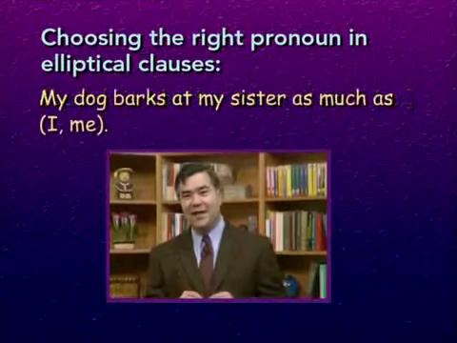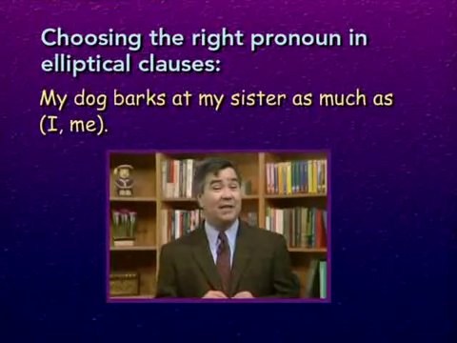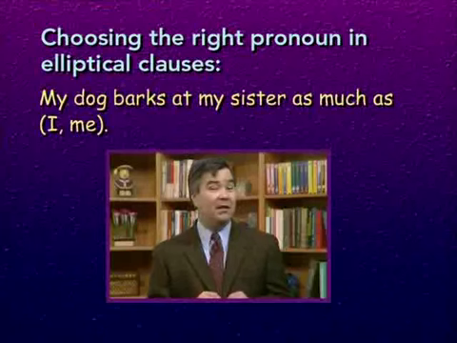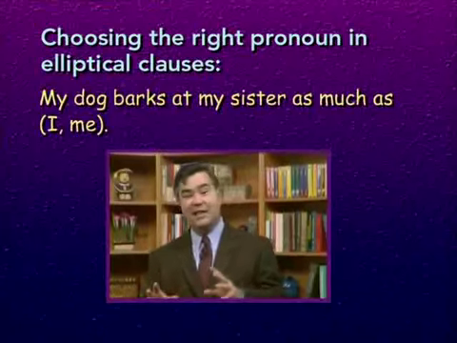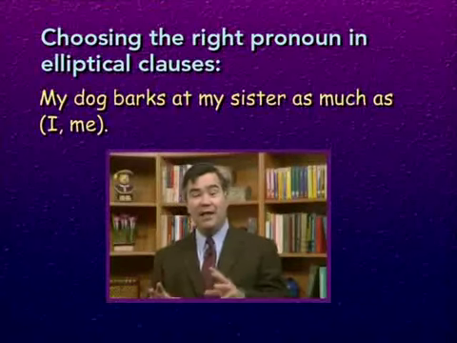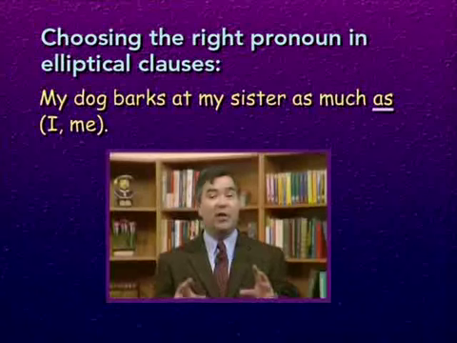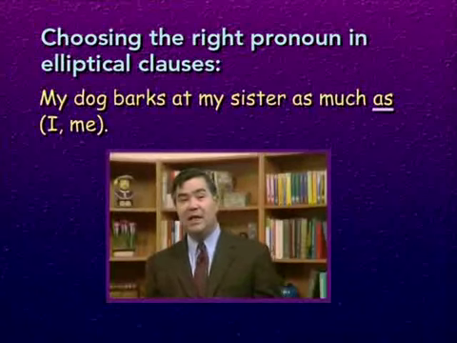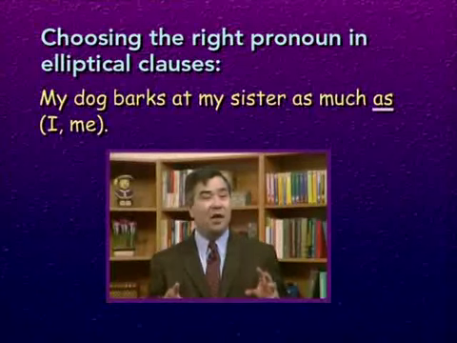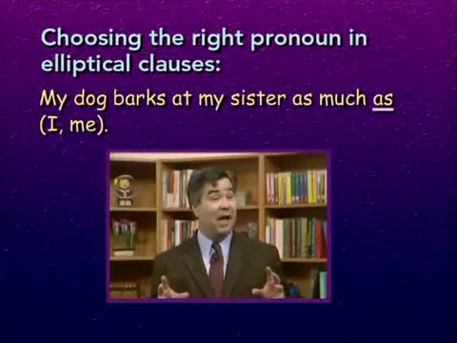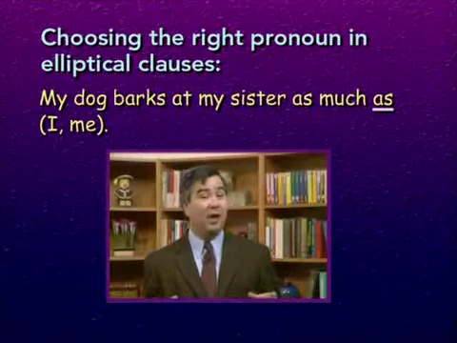Take a look at this example. My dog barks at my sister as much as I or me. Okay, once again we have an elliptical clause at the end of the sentence from which some words have been omitted. And in this case it begins with as. That's the other word that often begins an elliptical clause. Now what is being said here? Is the sentence saying my dog barks at my sister as much as I do? No, I don't think so, because most human beings don't bark.